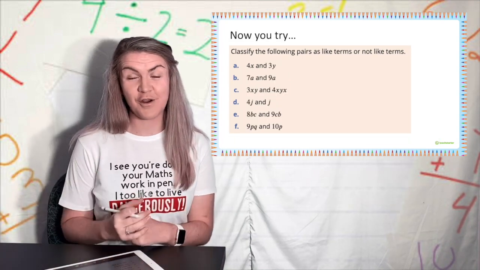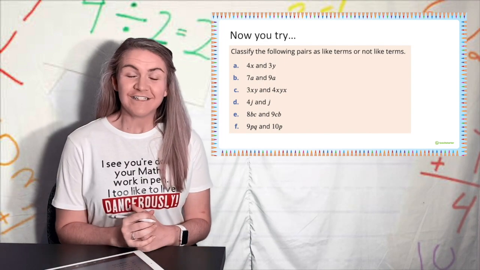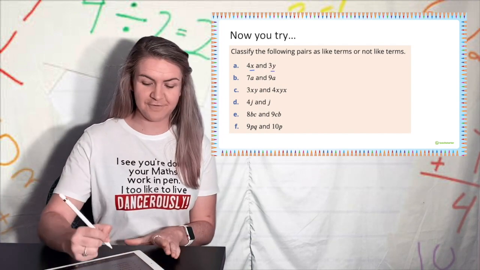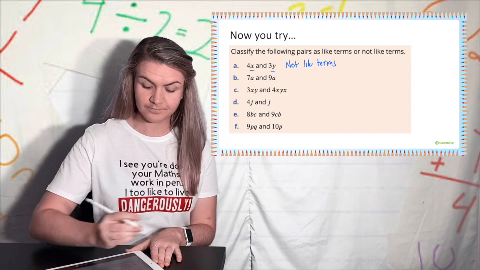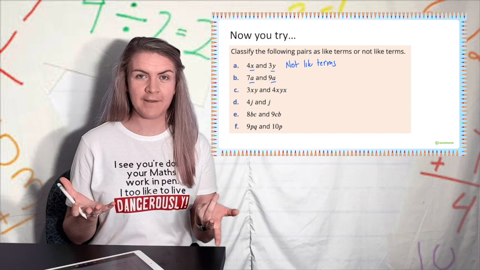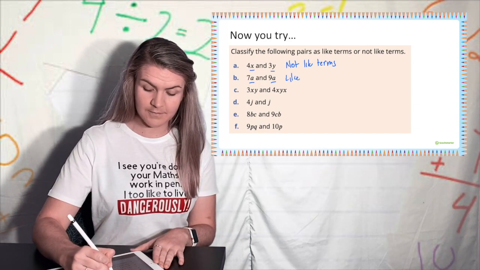All right, now you try identify if these are like terms. Let's quickly go through the answers. I have an X and a Y, two different letters. They are not like terms. I have 7A and 9A. They're both just an A by himself. The numbers don't matter. And so therefore, they are like terms.